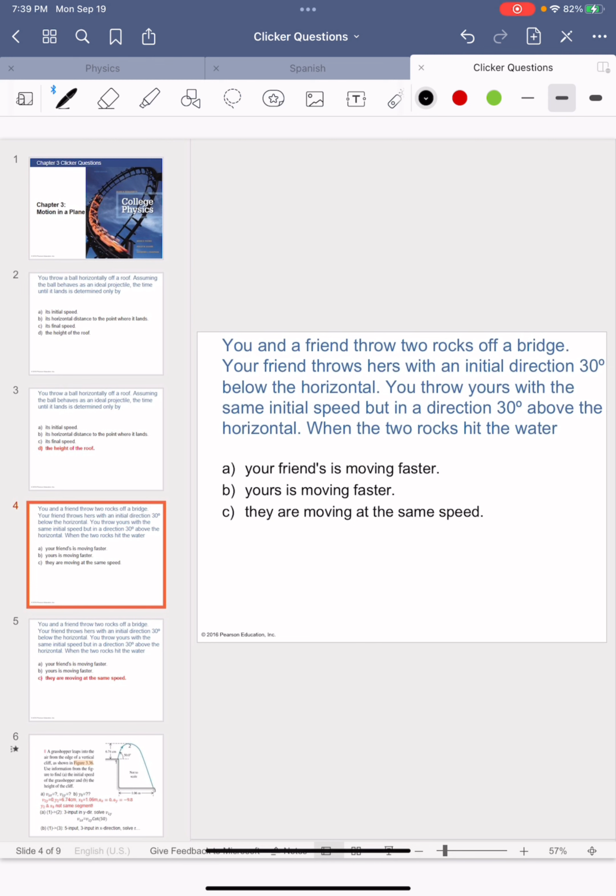So they are asking only about speed. And here it says you throw yours with the same initial speed, right? So they are moving with the same speed.